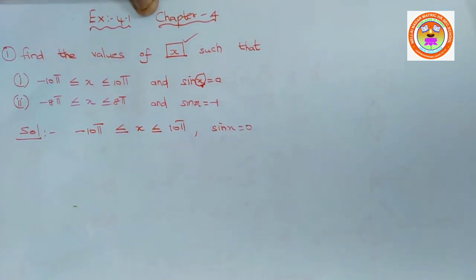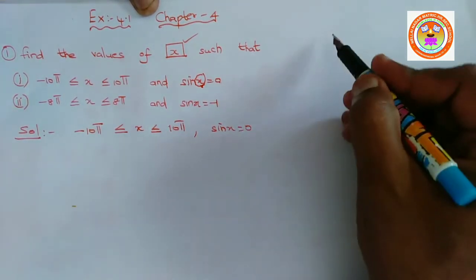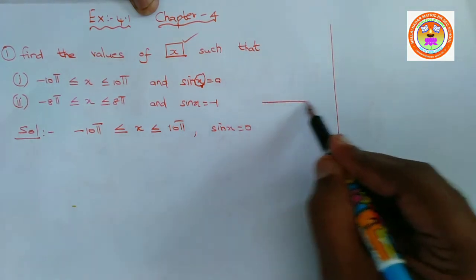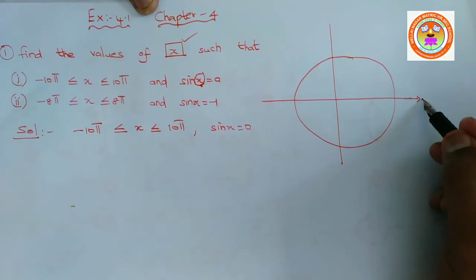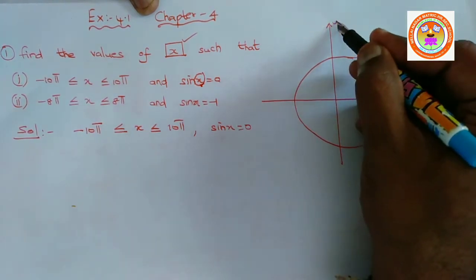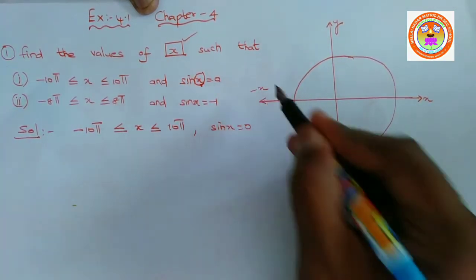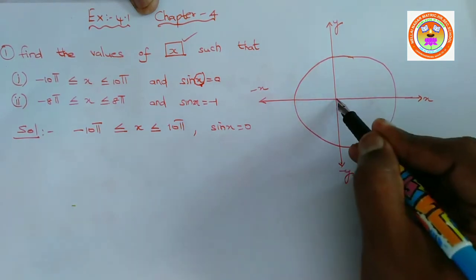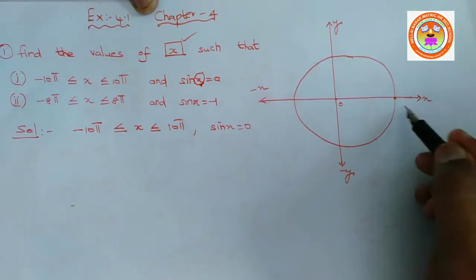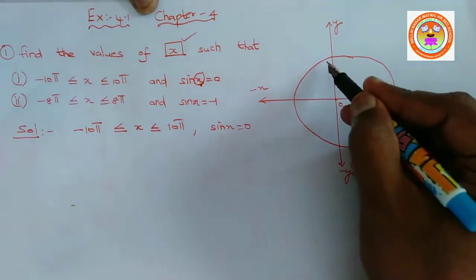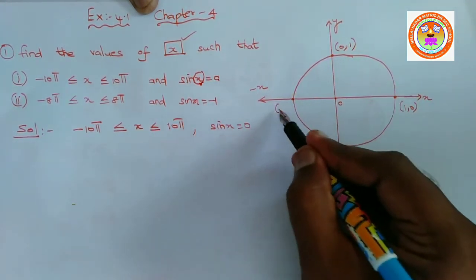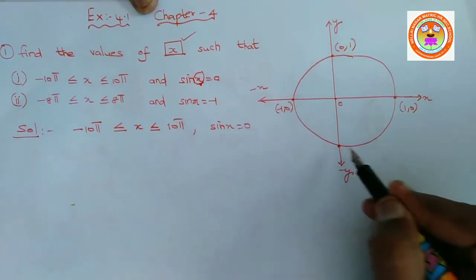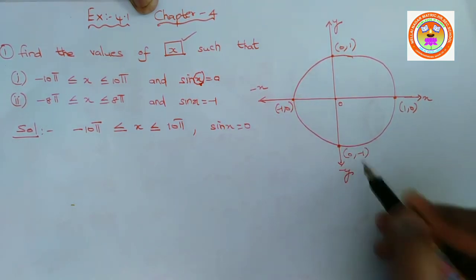We saw the unit circle in the introduction part. Using that unit circle, we are going to find the values easily. So this is the unit circle. This will be the x-axis, this will be the y-axis. This is the minus x-axis and minus y-axis. This is origin O. This point is 1 comma 0, this point is 0 comma 1, this point is minus 1 comma 0, and this point is 0 comma minus 1.